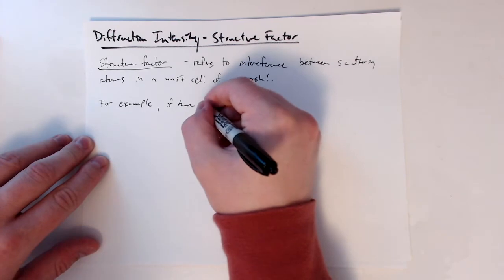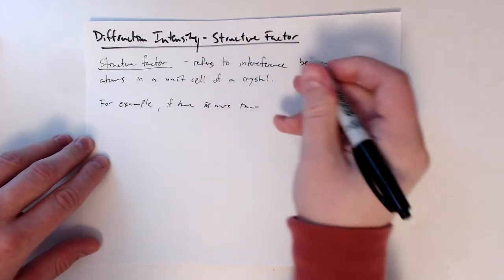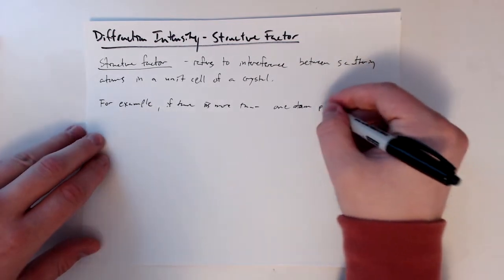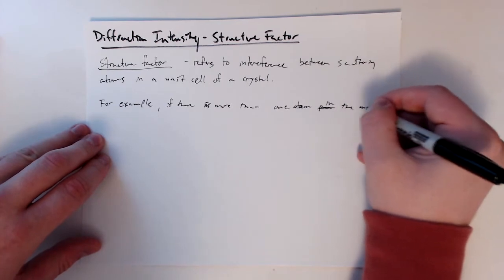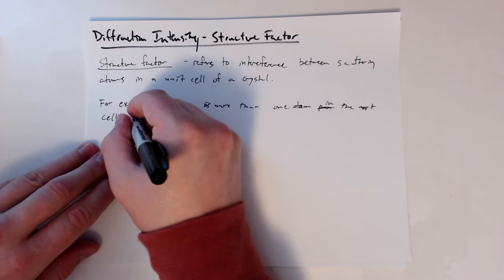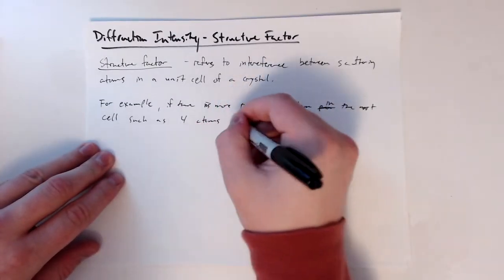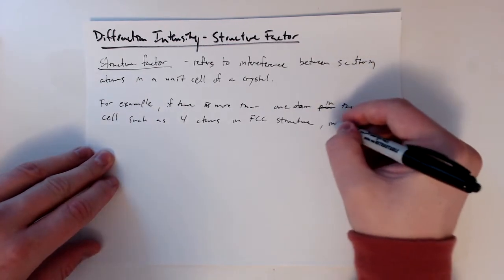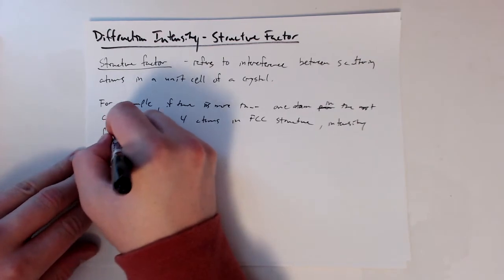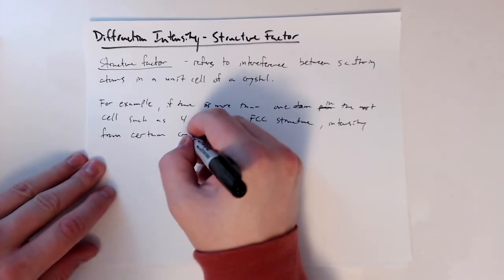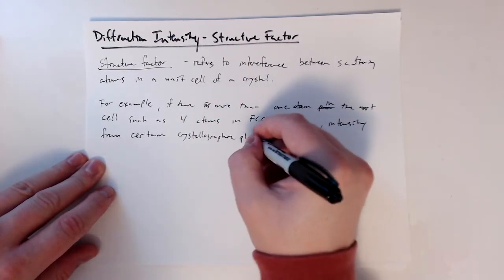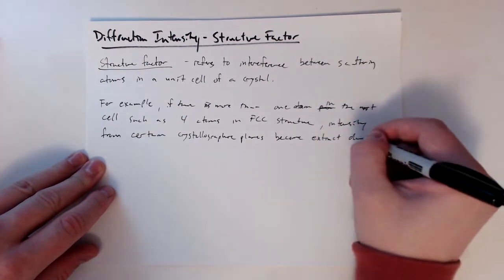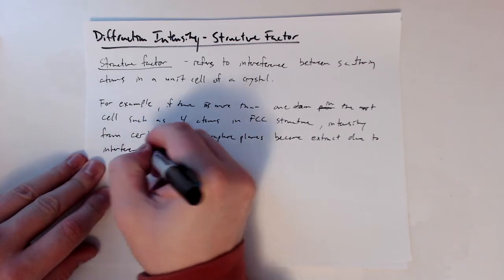So if there is more than one atom in the unit cell, such as the 4 atoms that we have in FCC, or face-centered cubic structure, then the intensity from certain crystallographic planes becomes extinct due to interference between atoms.